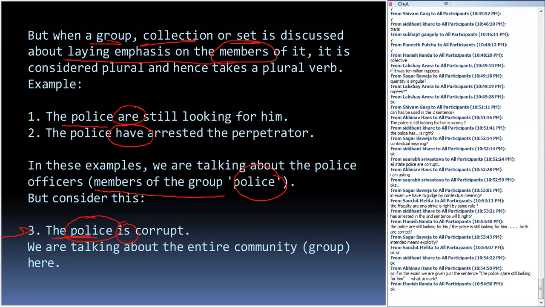Now, अभिनव, यू आर सेइंग अगर एग्जामिनेशन में ऐसा हुआ तो क्या करोगे? द पुलिस इज और आर लुकिंग फॉर हिम, व्हाट टू मार्क. अगर ऐसा एग्जामिनेशन में हुआ, और फिर वहां पर कोई इंटेंडेड मीनिंग भी नहीं बता रखा, what the author wants to say as far as this sentence is concerned, then you will assume that it is singular and you will mark is, because in 99% of the situations collective nouns are singular. So you will mark the police is still looking for him. Abhinav, did I answer your question?